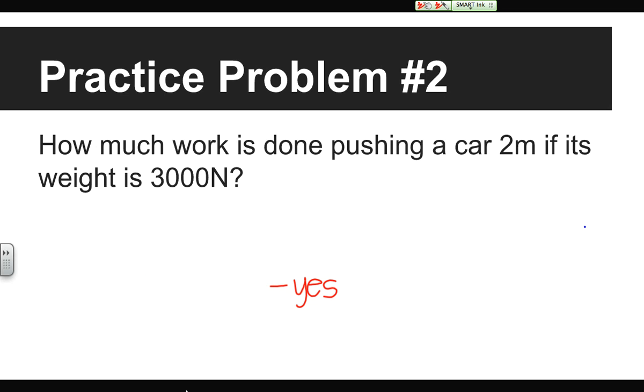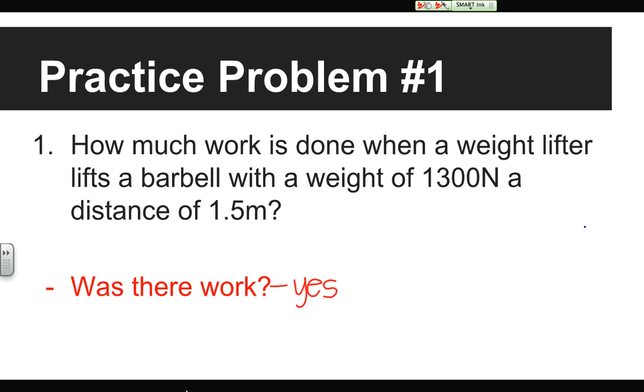So now I'm ready to set up my problem. So first, when I read how much work is being done, I'm looking for work, and using our triangle, work equals force times distance. Next, we want to define our variables. So the force was 1,300 newtons. And he moved at a distance of 1.5 meters.